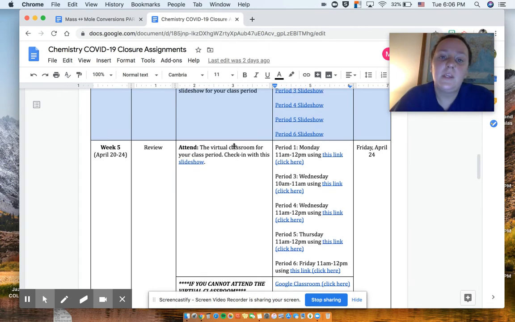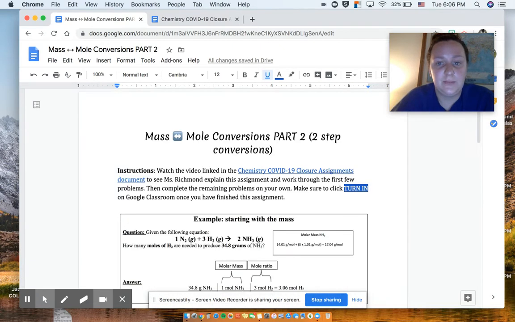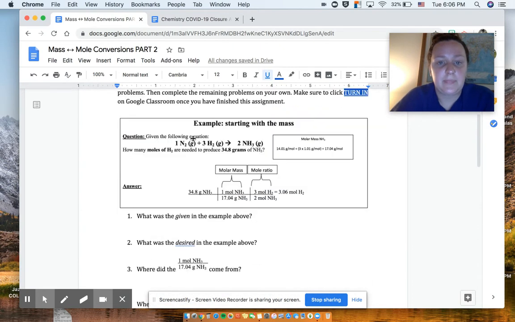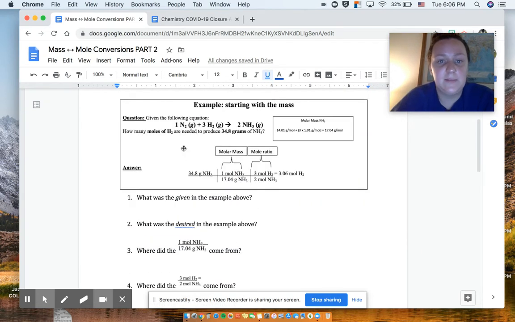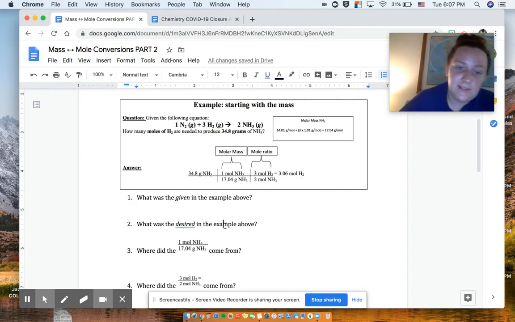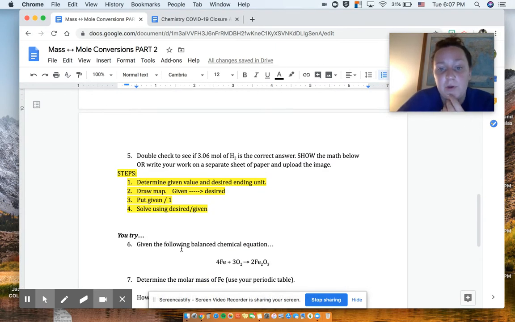Okay, I'm going to go through a couple of questions from the mass to mole conversions part 2 document. Just like last week, I think what I'm going to do is skip these beginning problems. They give you an example of a mass to mole conversion where you're trying to figure out how many moles of H2 are needed to produce 34.8 grams of NH3. And they show you how they solved it. And then they're like, what's the given? What was the desired? Where did this part come from? Where did this next step come from? So I'll let you guys work through those on your own.